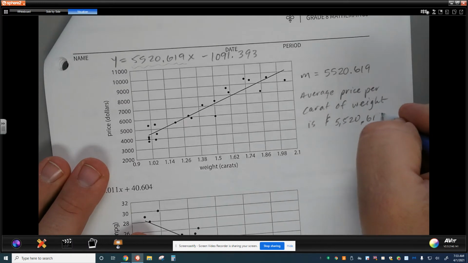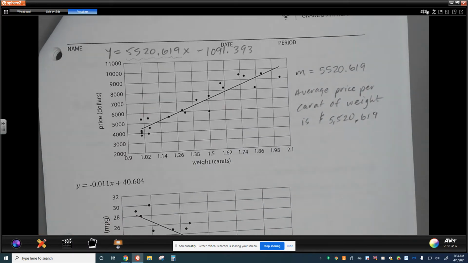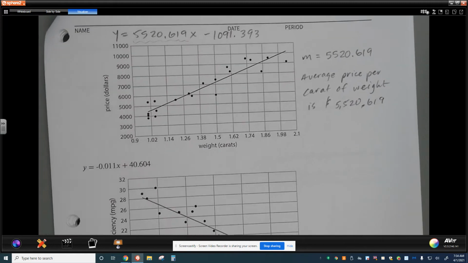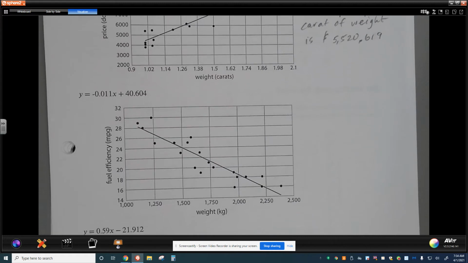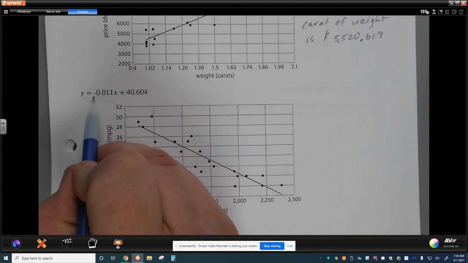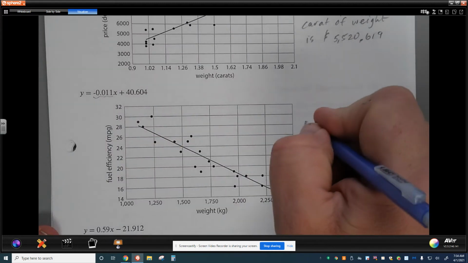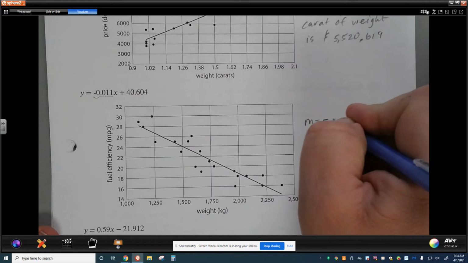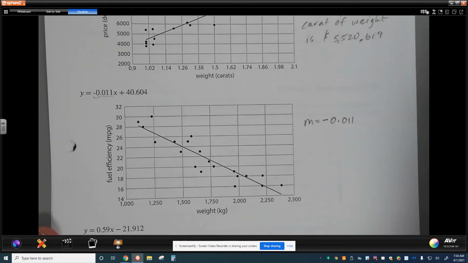And I know it might seem silly that we're going to take it out to the thousandths, but the thousandths actually really matter in something like this. So that's all we're doing with that. We talked about the weight of a vehicle and the fuel efficiency. We identify the slope again as the coefficient of X, and that slope is negative 11 thousandths.